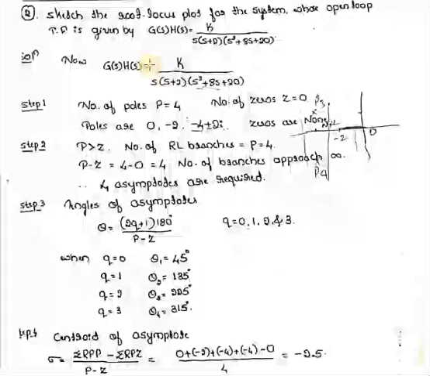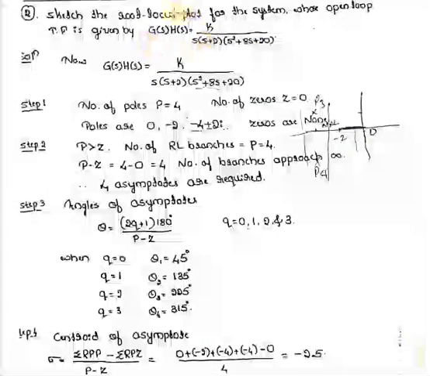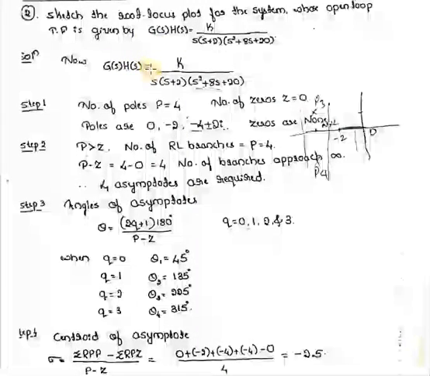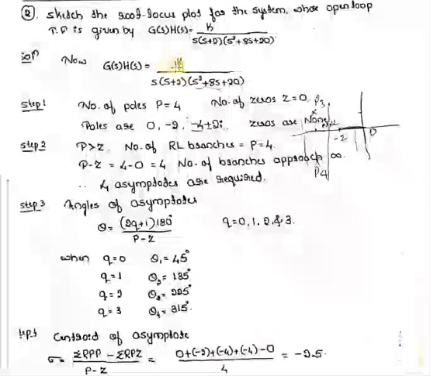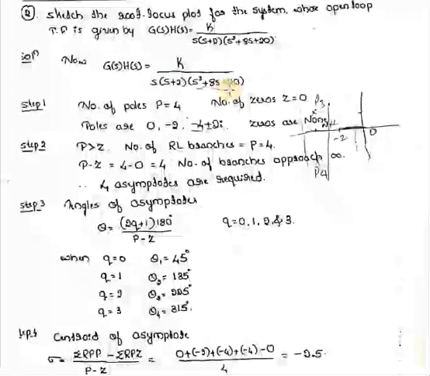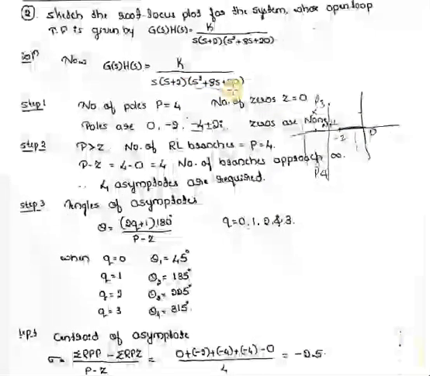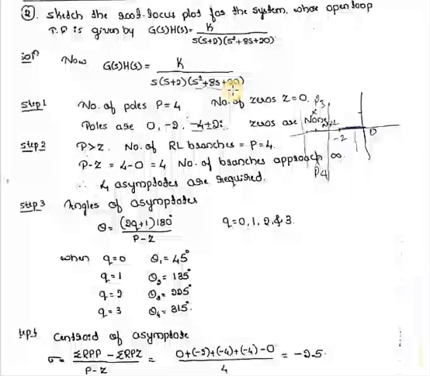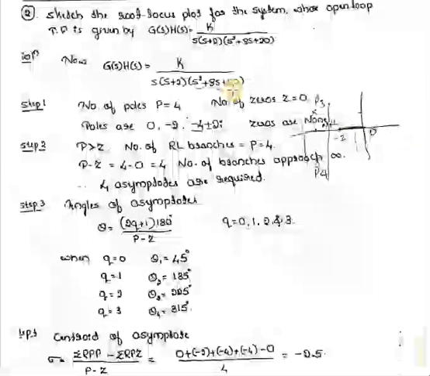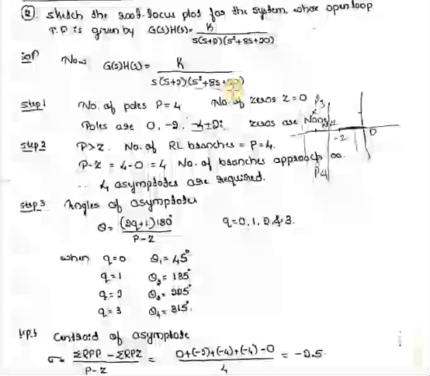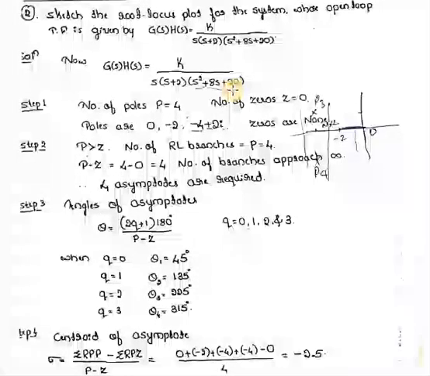Here the given function is in a standard format, that is G(s)H(s), so there is no need to modify it: K divided by s into (s+2) into (s² + 8s + 20). Now we need to identify the number of poles and zeros. Zeros are terms associated with s in the numerator. Poles are in the denominator.